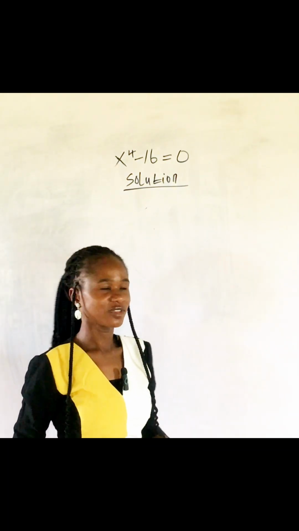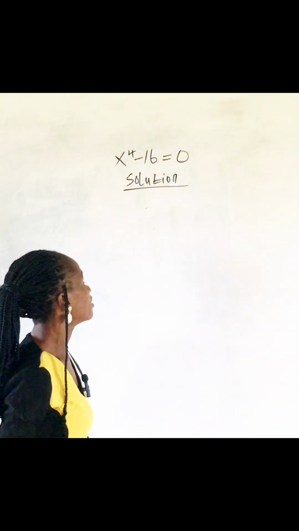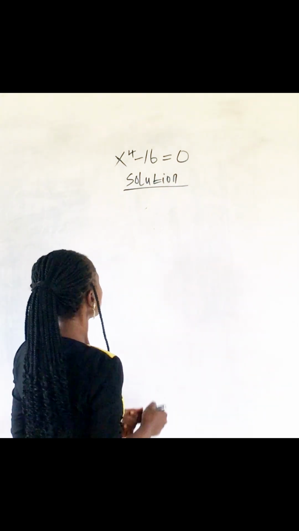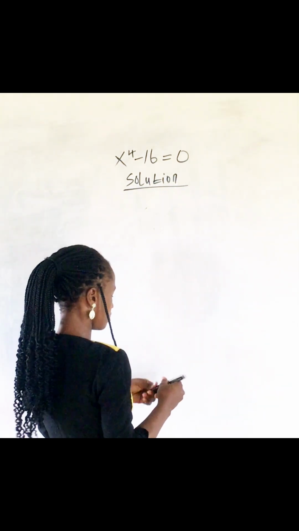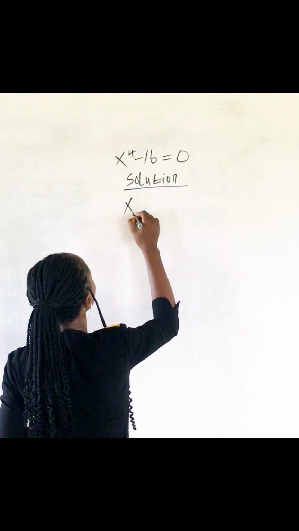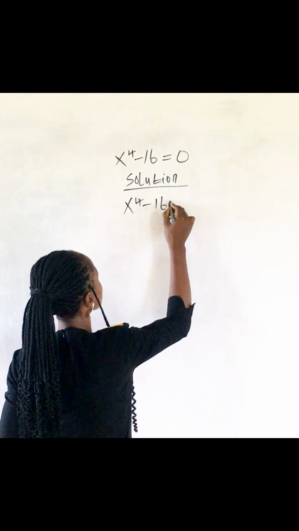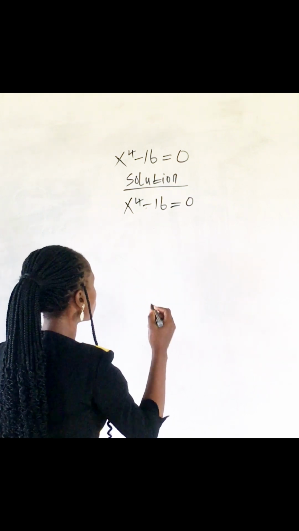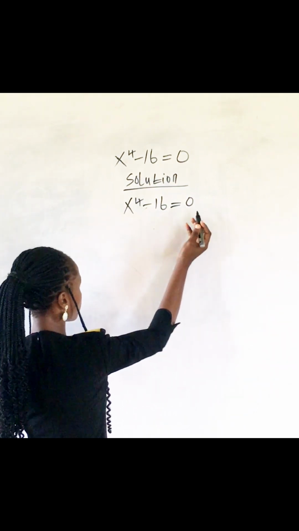Hello guys, so today we'll be solving this question: x raised to the power 4 minus 16 equals 0. So in solving this, x raised to the power 4 minus 16 equals 0. If you look at this, we have to look at a way to break this equation down.